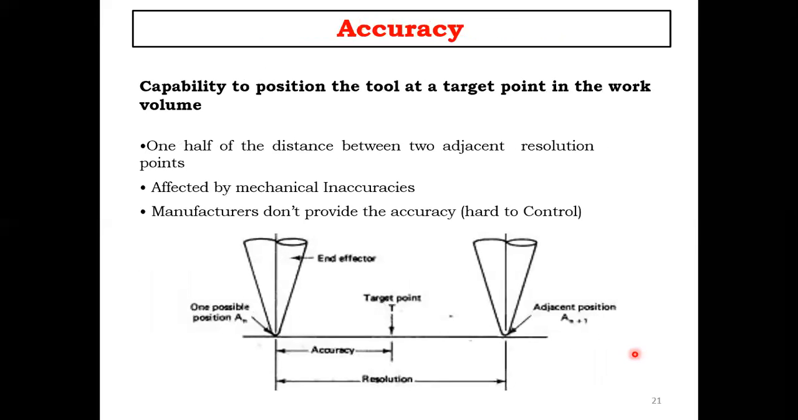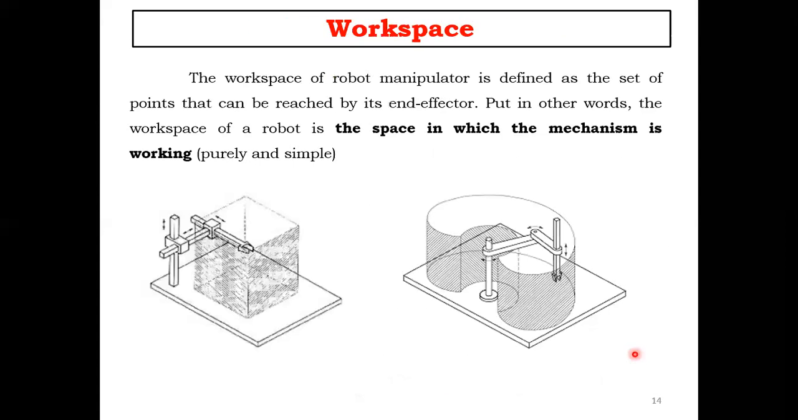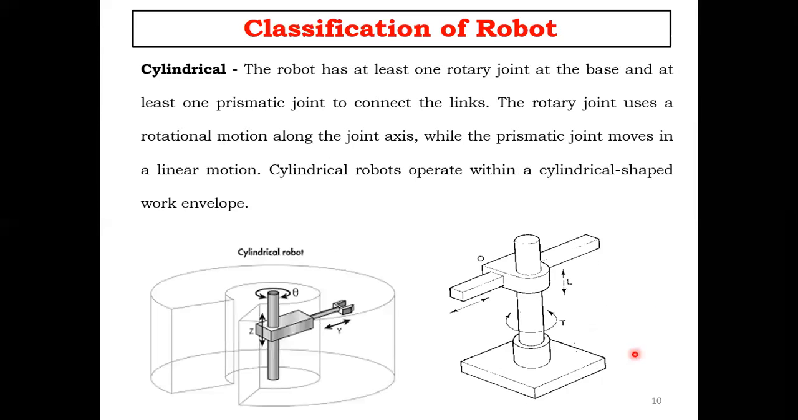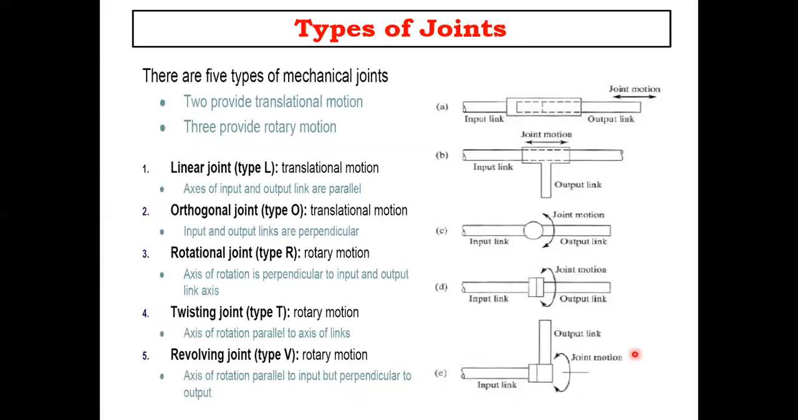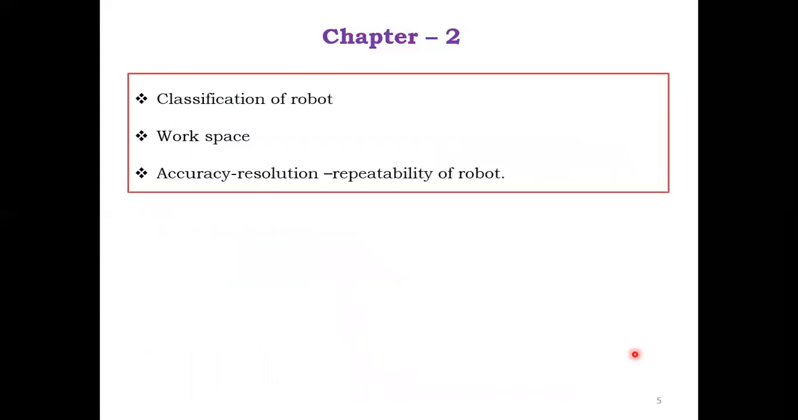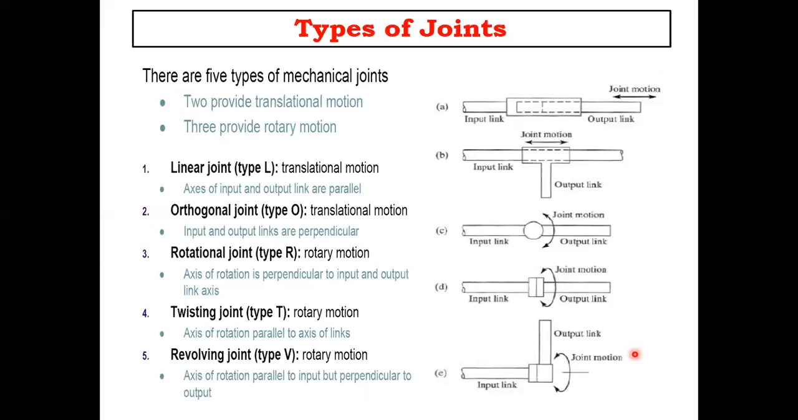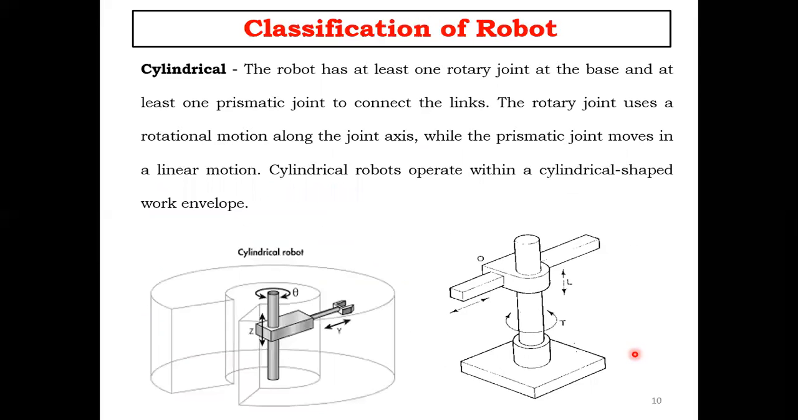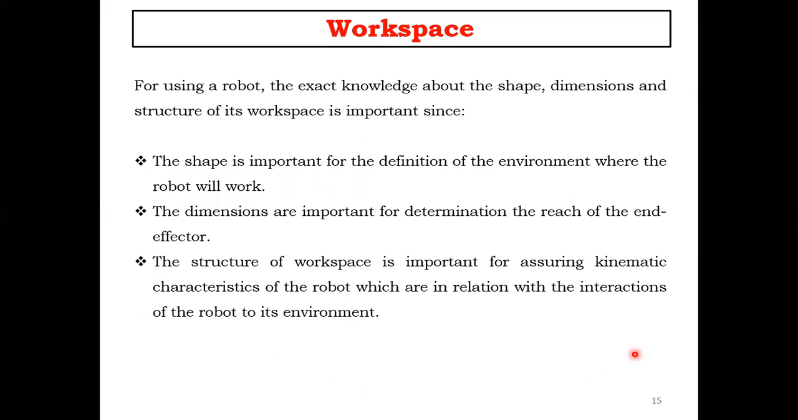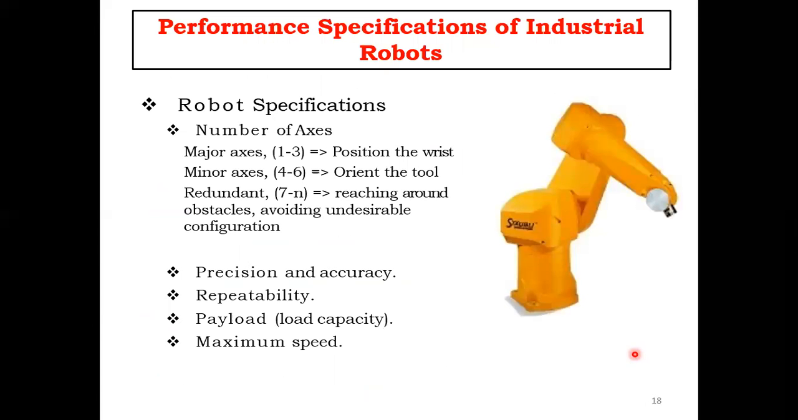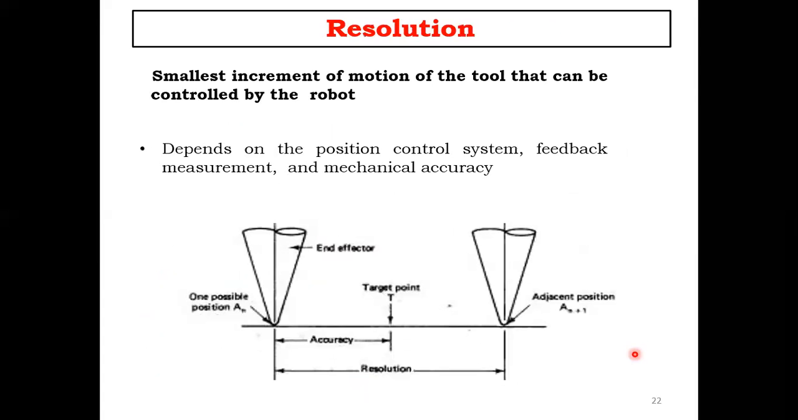I have covered all the topics in chapter 2: classification of robot workspace, accuracy, resolution, and repeatability of a robot. It is very useful for designing a robot. Thank you. We will see you in the next class.